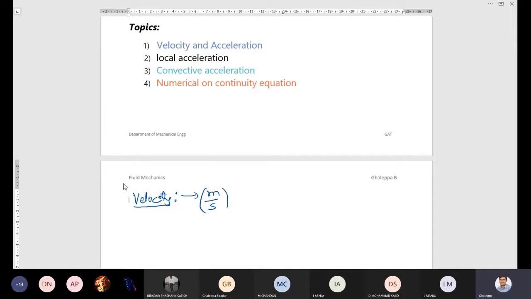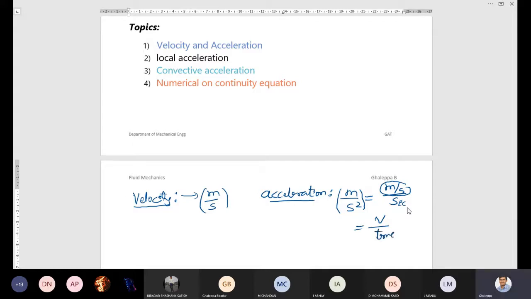And the second definition is acceleration, which is defined as the rate of change of velocity. What is the unit of acceleration here? It is meter per second square. If I write this unit, meter per second square, as meter per second divided by second, again it will give meter per second square only. So meter per second is velocity, divided by second, which is time.